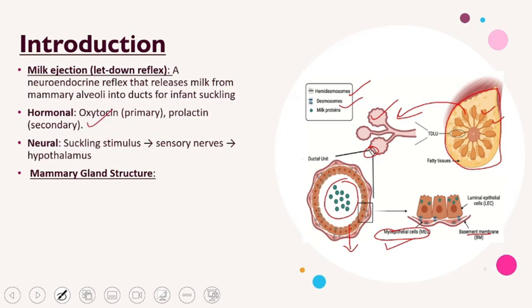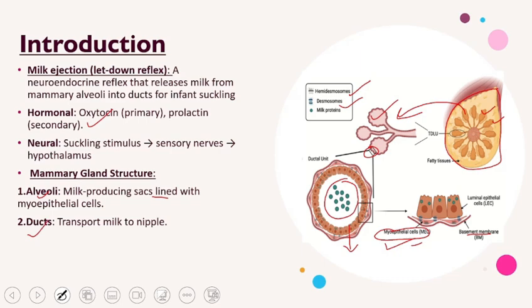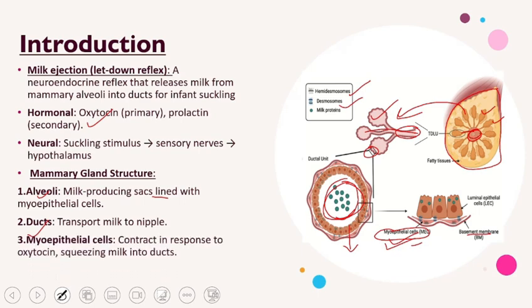And we see here that the alveoli are milk producing sacs lined with the myoepithelial cells that we saw here. And next we see the ducts, that is, the lactiferous ducts. This is a duct. When the myoepithelial cell gets contracted, then these milk proteins or other secretions of the alveoli are secreted through this duct, and the baby sucks through the nipple. Next, we see the myoepithelial cells that contract in response to oxytocin and squeeze the milk into the ducts that we discussed here.